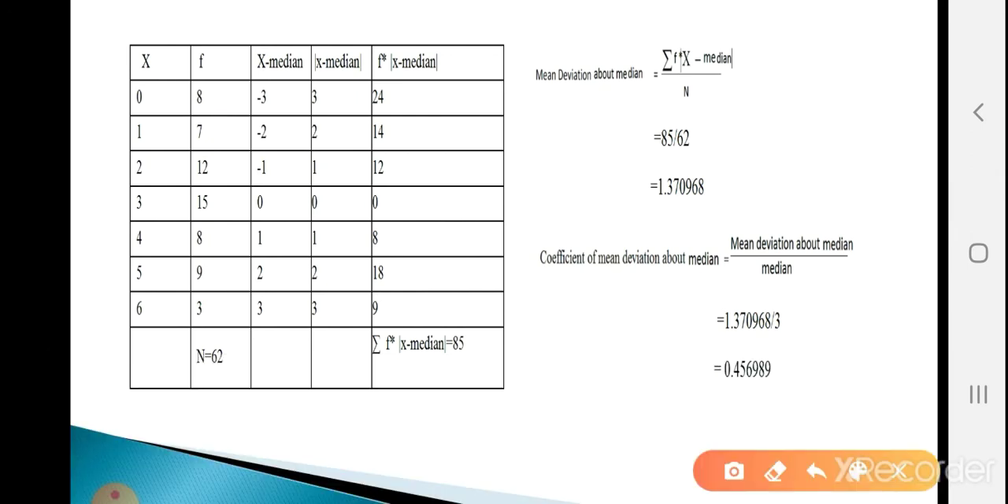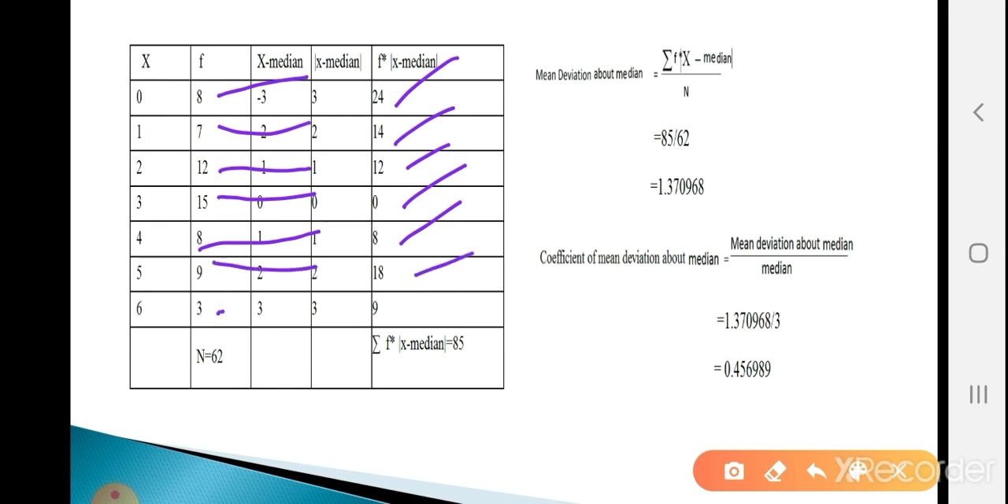So the first value of f is 8. So 8 into 3, that is 24. Then 7 into 2, that is 14. 12 into 1, that is 12. 15 into 0, that is 0. 8 into 1, that is 8. 9 into 2, that is 18. 3 into 3, that is 9. Take the total of the last column. So the total of the last column is 85. So summation f into mod of x minus median is 85 and N is equal to 62.